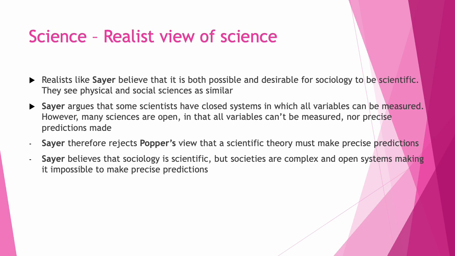Realists like Sayer believe that it is both possible and desirable for sociology to be scientific. They see physical and social sciences as similar. Sayer argues that some scientists have closed systems in which all variables can be measured. However, many sciences are open in that all variables can't be measured, nor precise predictions made. Sayer therefore rejects Popper's view that a scientific theory must make precise predictions. Sayer believes that sociology is scientific, but societies are complex and open systems, making it impossible to make precise predictions.